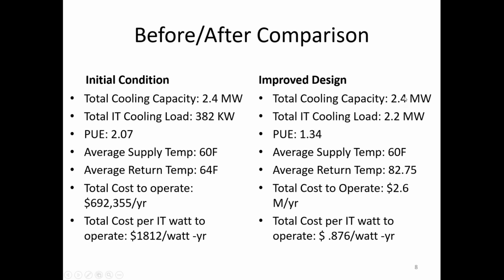We improved the design. We were able to take the total load to 2.2 megawatts. So that's quite a difference, factor 7, I think. We dropped the PUE to 1.32. The delta T we got to 22 degrees, almost 23 degrees. Total cost to operate went up because the IT went up. But this little calculation is kind of interesting.